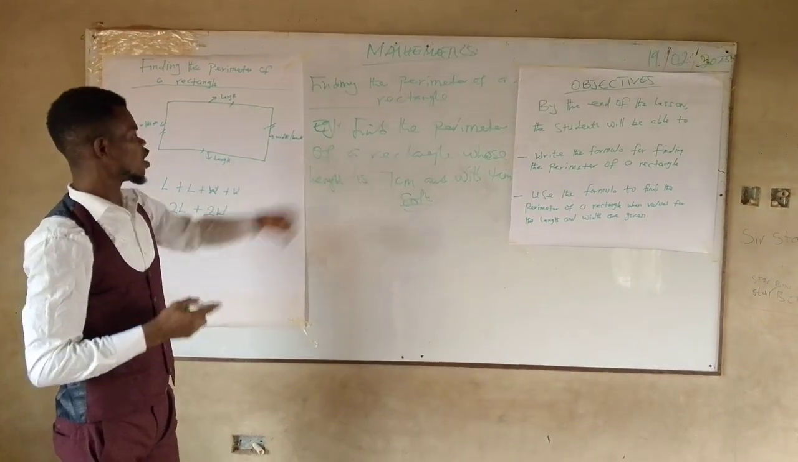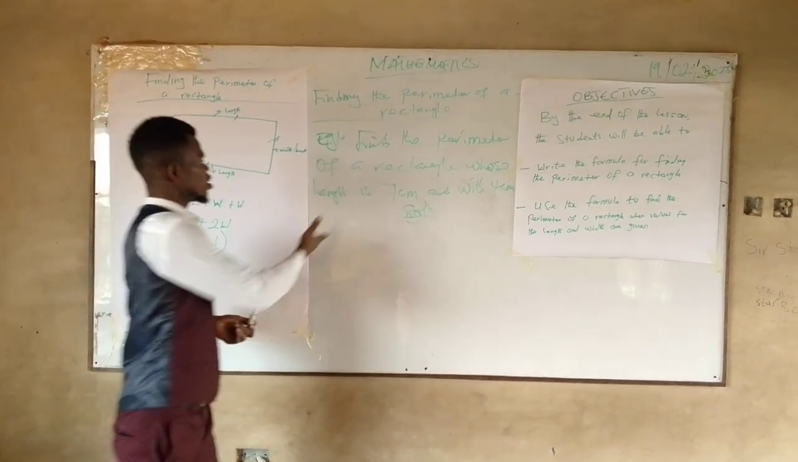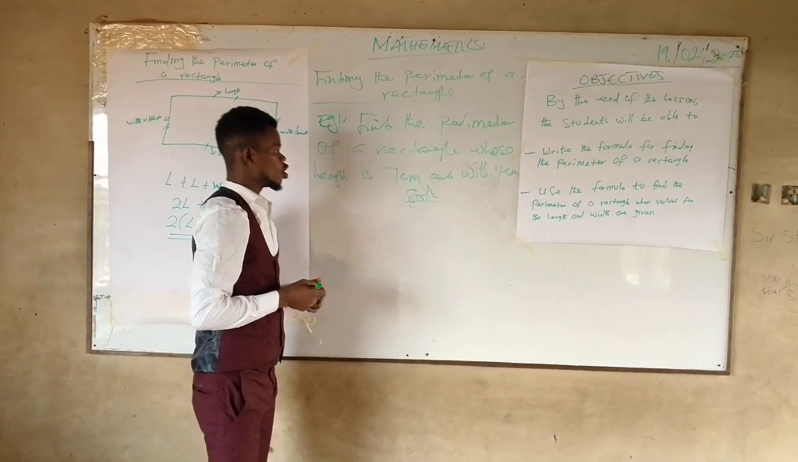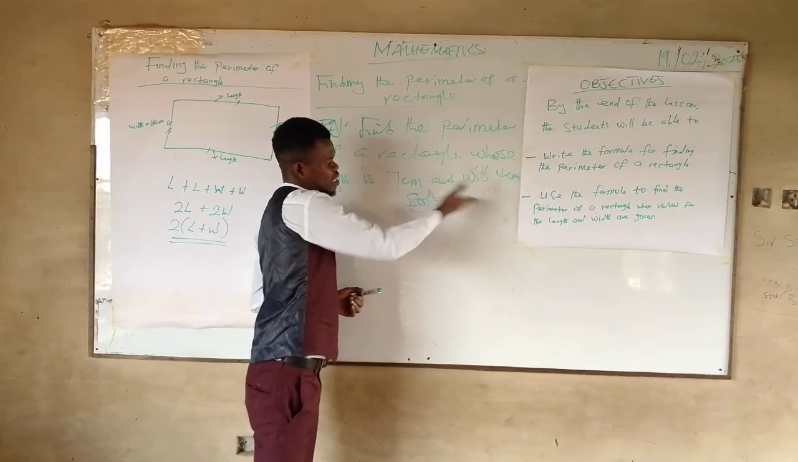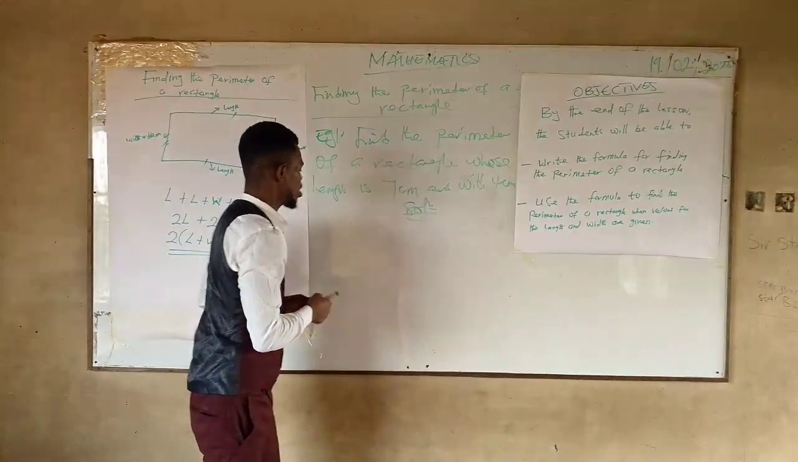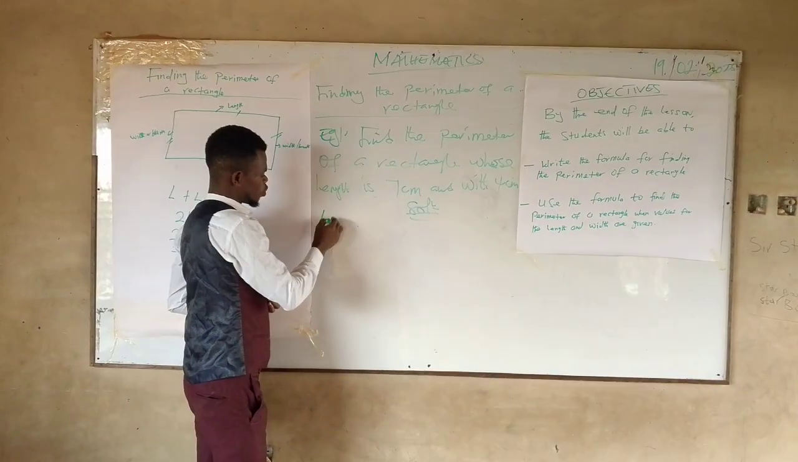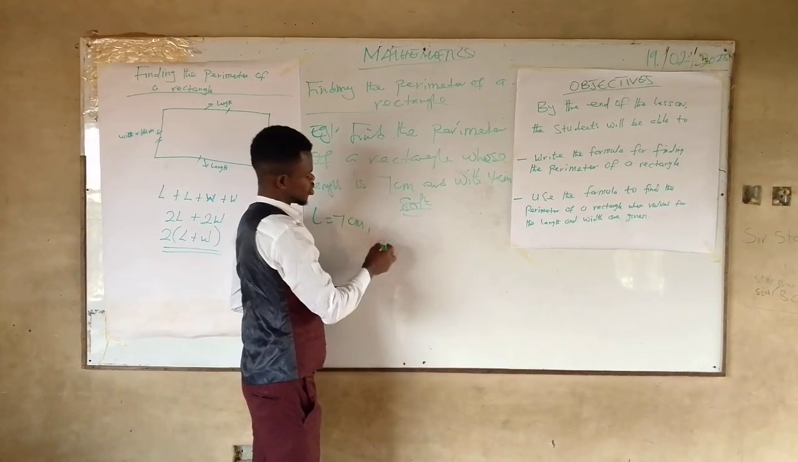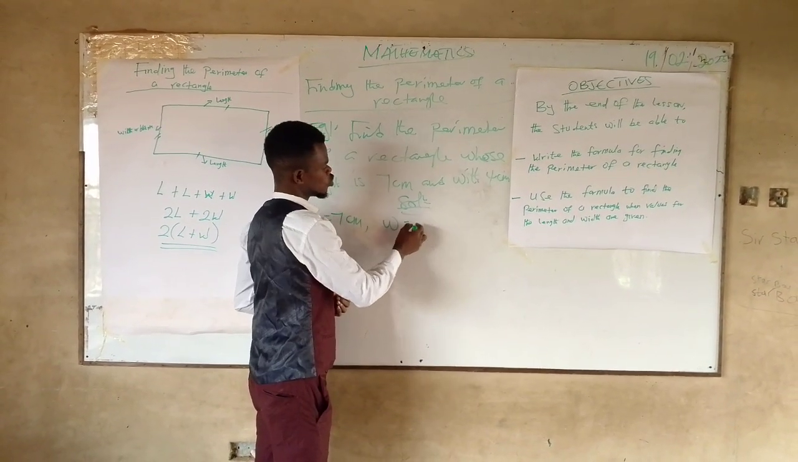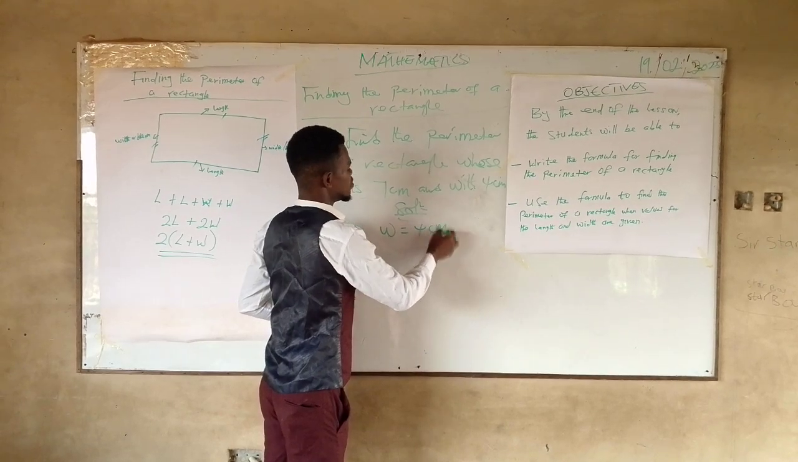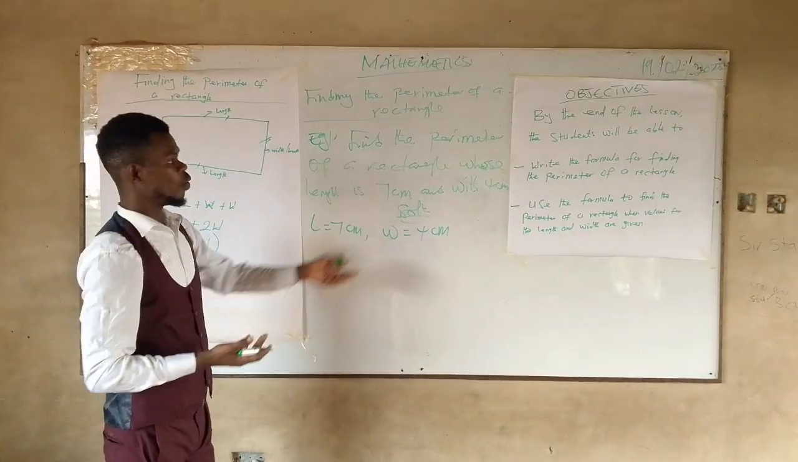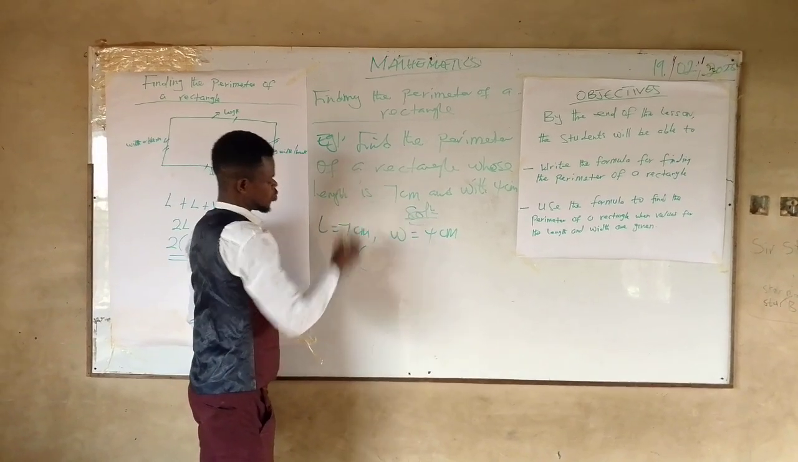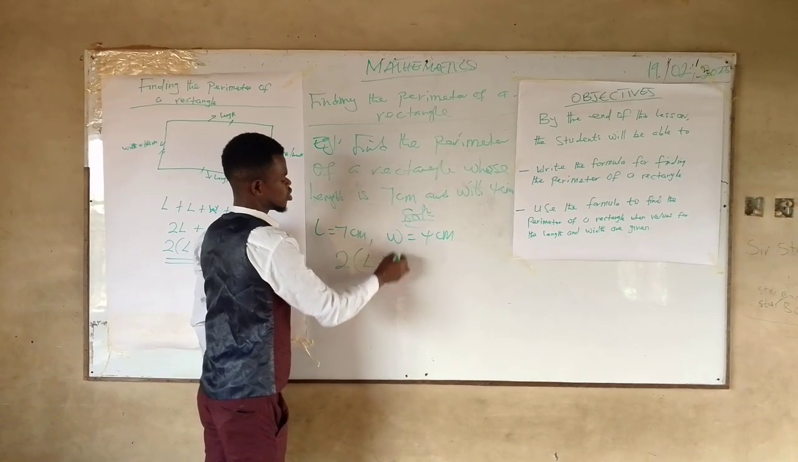We are to find the perimeter of a rectangle whose length is 7 centimeters and width 4 centimeters. So here we want to fish out the parameters in the question. The parameters are the key things in the question. So we have L, which is equal to 7 centimeters, and W, which is the width, which is also equal to 4 centimeters. And then already we know how to write the formula for finding the perimeter of a rectangle. So this is the formula. We have 2 bracket open L plus W.